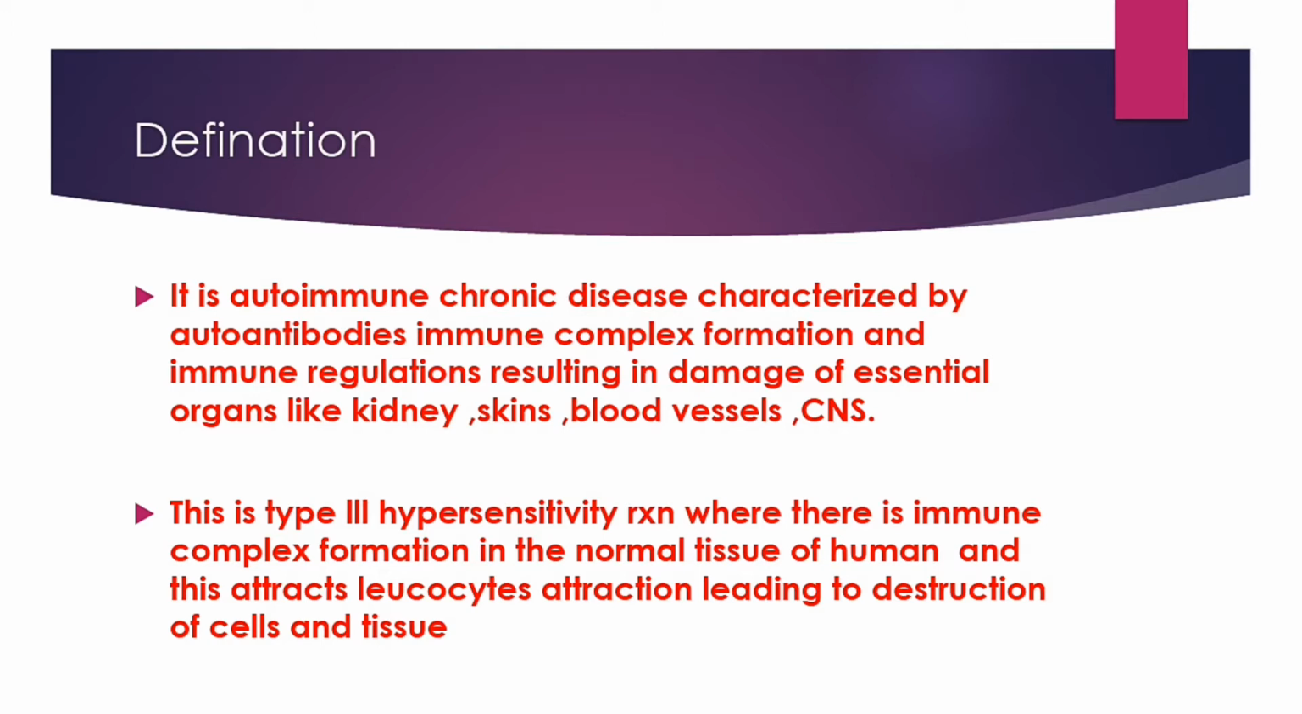So this is also a type 3 hypersensitivity reaction, where there is immune complex formation in the normal tissue of humans, and this attracts leukocytes, leading to destruction of cells and tissue. In type 3 hypersensitivity there is immune complex formation. These immune complexes deposit in the tissue, and this process attracts the leukocytes. The leukocytes come to that place and start destruction around those areas. So the cells and tissues around this area get destroyed. This is an automatic process regulated by the immune system.